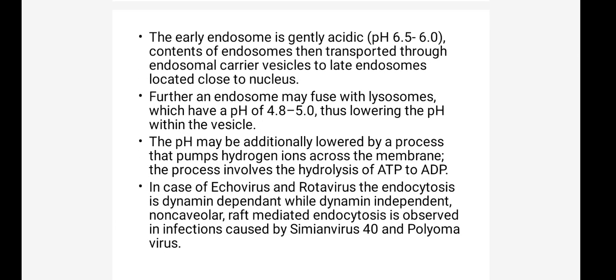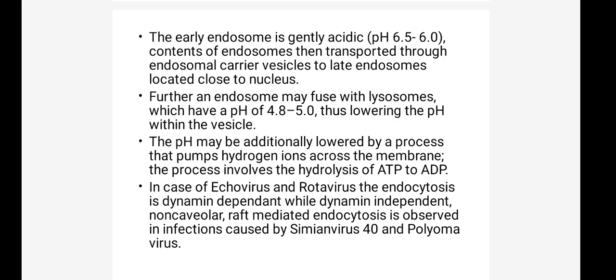Now majorly these endosomes are helpful for the uncoating of the viral particles. The early endosome is gently acidic, with a pH of 6.5 to 6. The contents of endosomes are then transported through the endosomal carrier vesicles to the late endosomes, which are located close to the nucleus. Means the DNA containing viruses which replicate within the nucleus of the host cells are transported towards the nucleus.